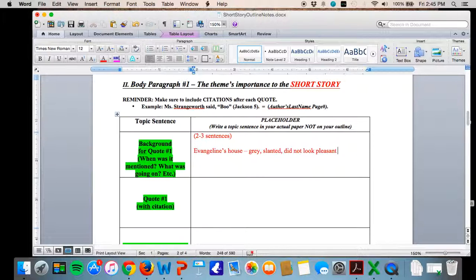So you're going to give me a quick little background. When did this occur in the story? What happened? What was going on? What is the example that you're talking about?